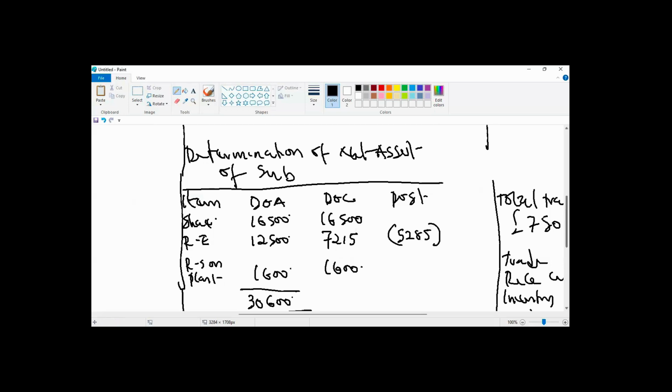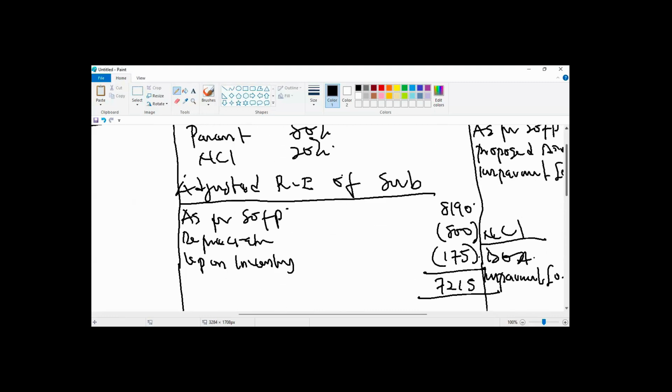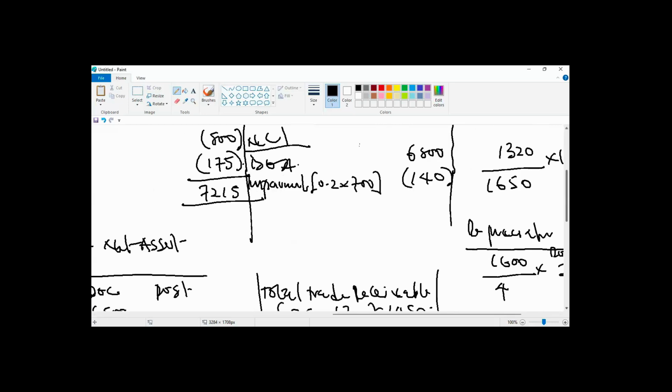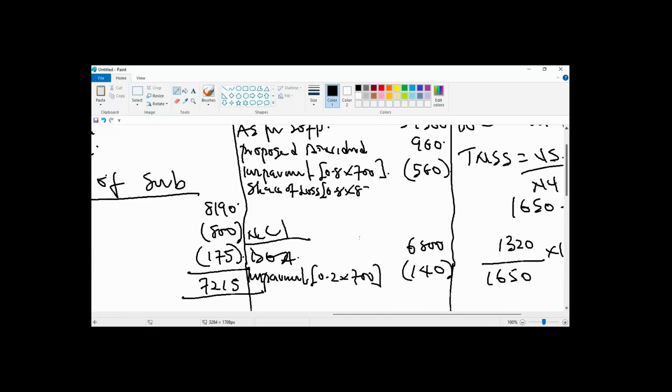That's a share of loss. You make loss. Parent to collect 80% of the loss. Share of loss, 0.8 times 5285. That is the end of the question.